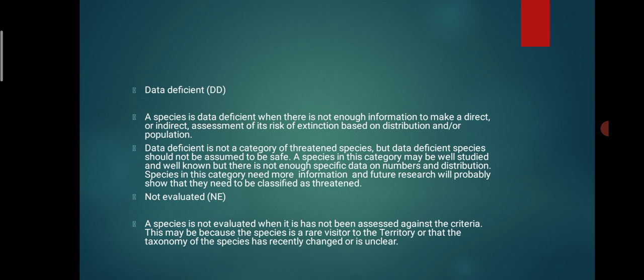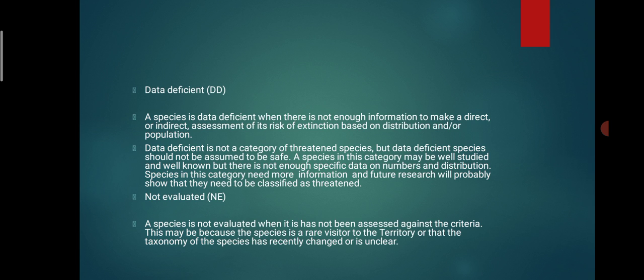Then data deficient, that means DD. A species is data deficient when there is not enough information to make a direct or indirect assessment of its risk of extinction based on the distribution of a population. Data deficient is not a category of threatened species, but data deficient species should be well known, and there is not enough specific data on number and distribution.